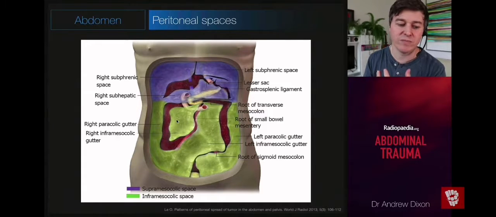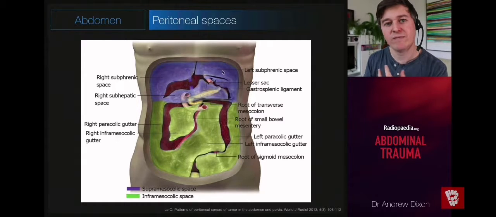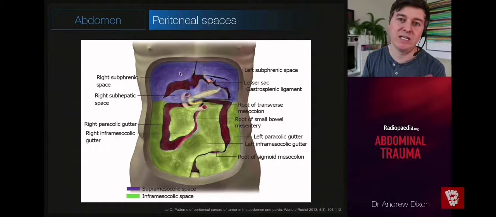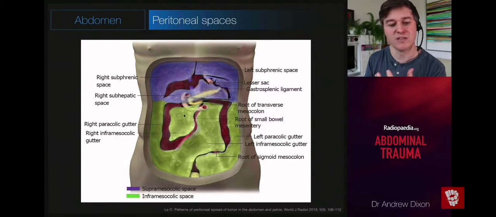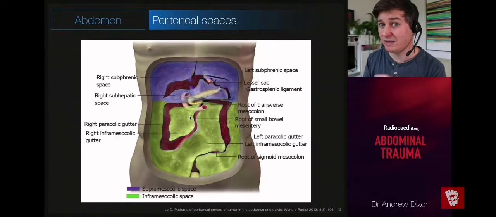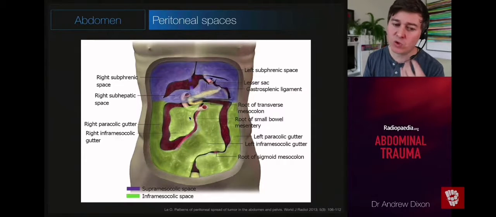So this right inframesocolic compartment and this left inframesocolic compartment, it's really hard for fluid to track there from a spleen or a liver laceration. What it tends to do is get into the greater sac here and run down the paracolic gutters into the pelvis. It doesn't tend to move into the small bowel mesentery, so into those right and left inframesocolic spaces. If we see fluid in there, that's going to be due to a mesenteric or a small bowel injury.